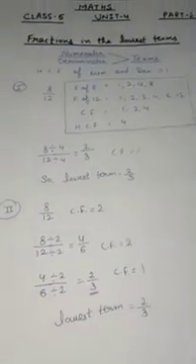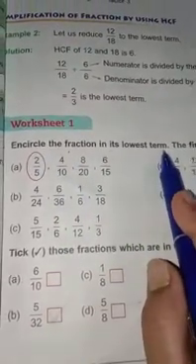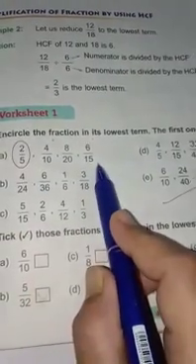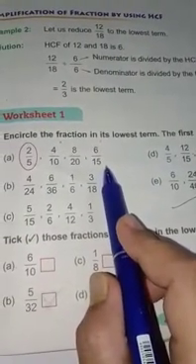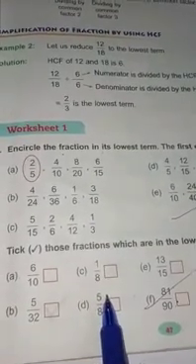Now let's start our worksheet 1 of unit 4. The first question is, encircle the fraction in its lowest term. In this group of fractions, we have to encircle the fraction which is in its lowest term. We will solve questions number 1 and 2 both in the book only.